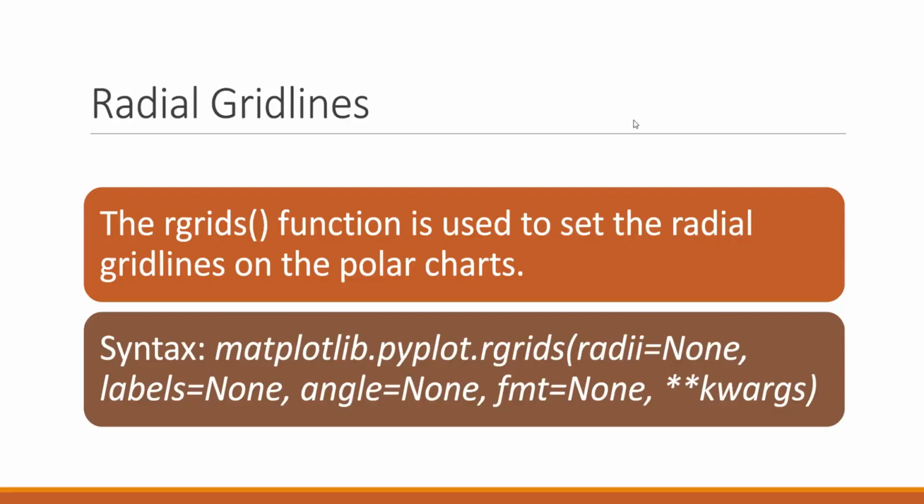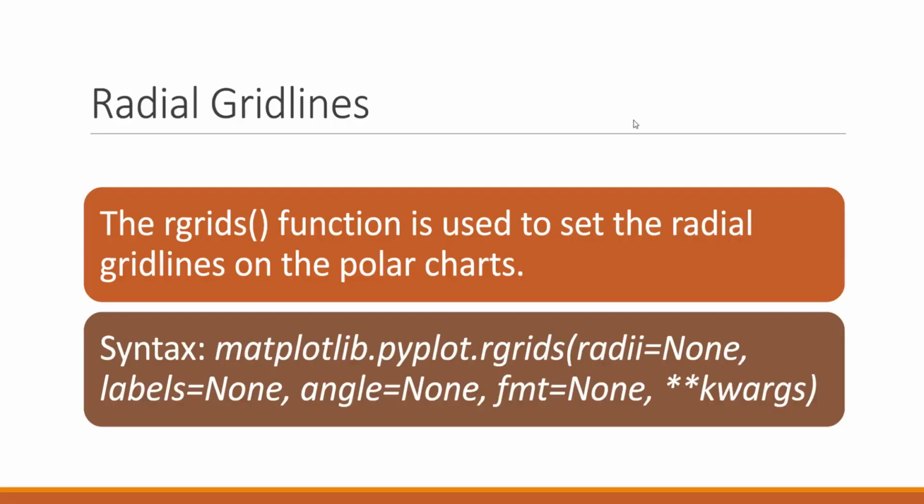It is a function used to set the radial grid lines on the polar chart, and the syntax for this is matplotlib.pyplot.rgrids, and the following are the parameters that the function has. First one is radii. By default it has None value, and it will also take a tuple with float values, and radii is the distance at which the radial grid line should be created. The next one is labels, which by default is None, but it takes a tuple with string values, and it is the label that will be displayed in the radial grid.